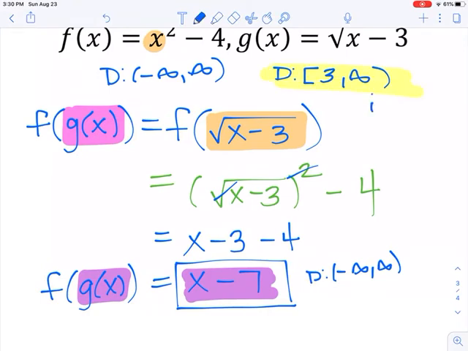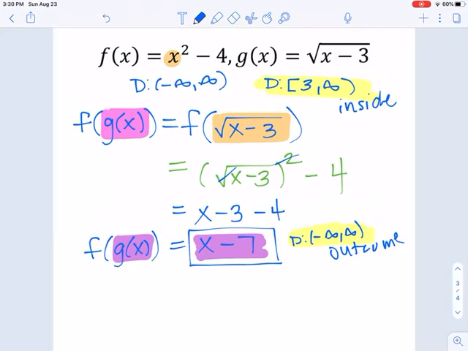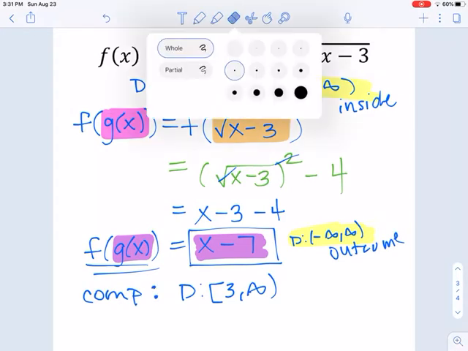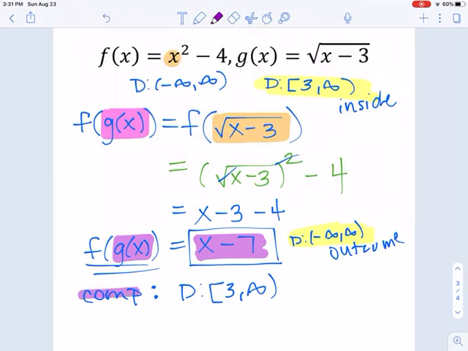All right? So we need to compare the domain of g, our inside function, with the domain of our outcome, and we need to see where those overlap. Okay, so since the overlap is 3 to infinity, then the domain of our composition is 3 to infinity.